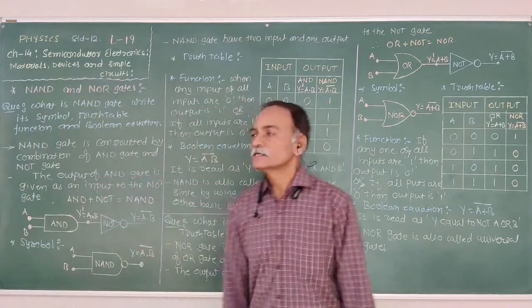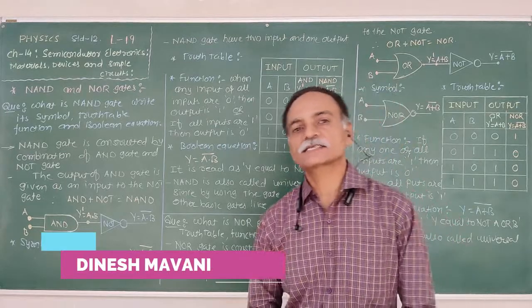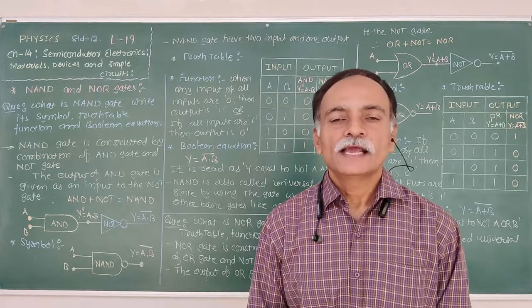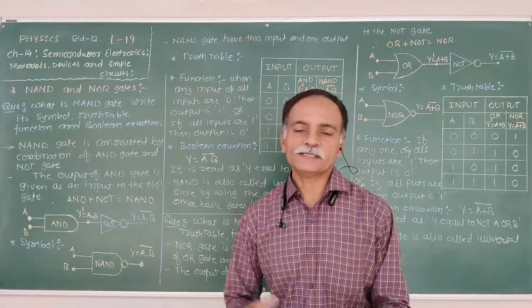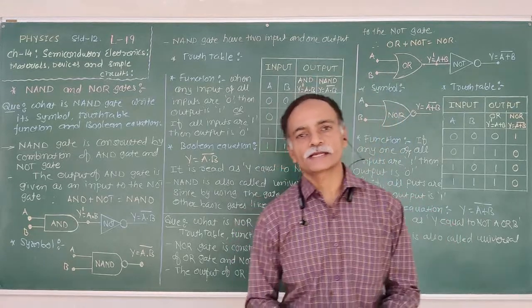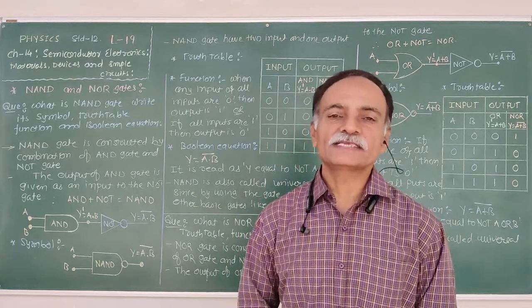Good morning, friends. In chapter 14, Semiconductor Electronics, we are going to discuss the logic gates. We discussed the NOT gate, OR gate and also the AND gate. After that, we are going to start our discussion about the NAND and NOR gates. These two gates are not basic gates.